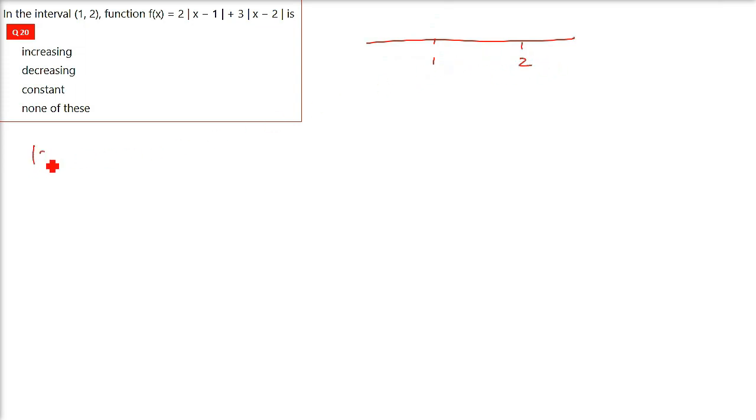First of all, mod x is x when x is greater than 0. It is negative x when x is less than 0. This is a very important thing that has to be very clear to every one of you.